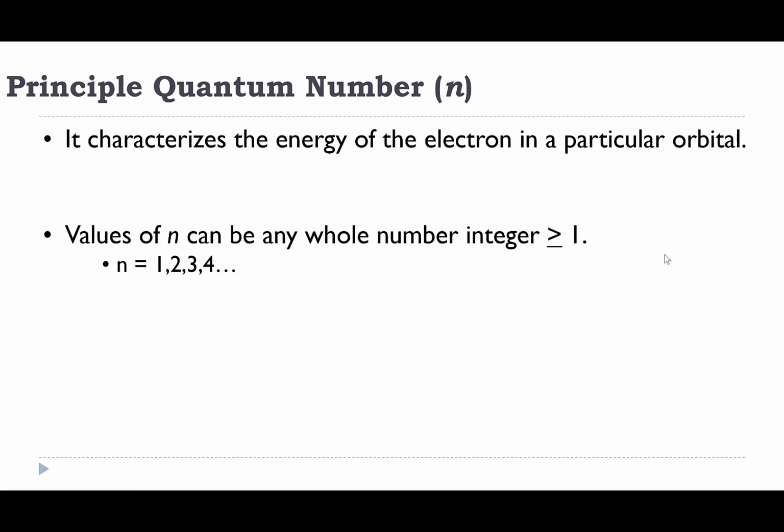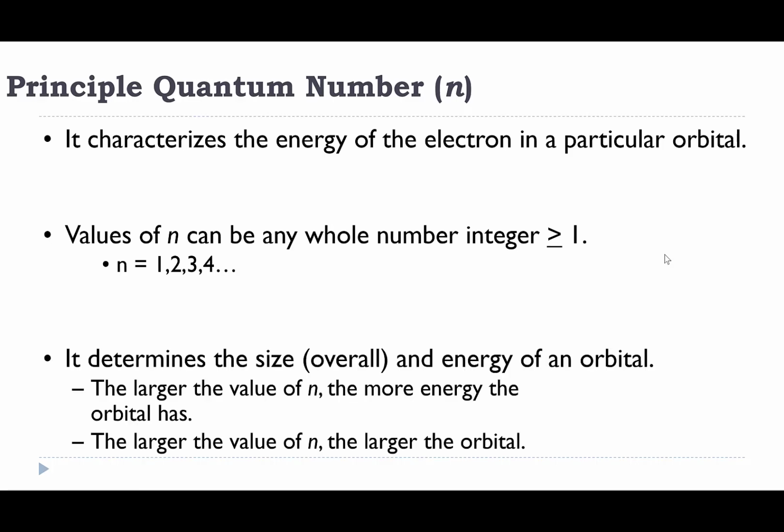The possible values for the principal quantum number can be any whole number integer. So not 0. It can be 1 or 2 or 3 or 4, and so on and so forth. Theoretically, it can go up to infinity. Practically, in chemistry, this goes up to the number 7. It can be 8 or 9 in theory, but practically we only have up to 7 in chemistry.